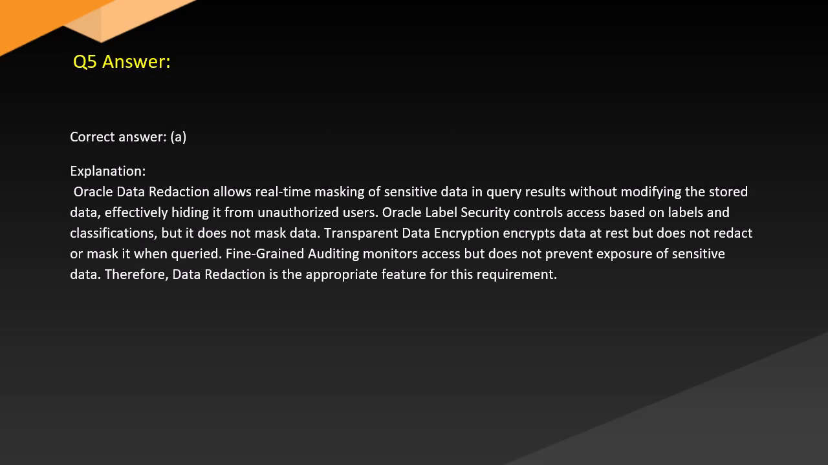Answer. Correct answer: A. Explanation. Oracle Data Redaction allows real-time masking of sensitive data in query results without modifying the stored data, effectively hiding it from unauthorized users. Oracle Label Security controls access based on labels and classifications, but it does not mask data.